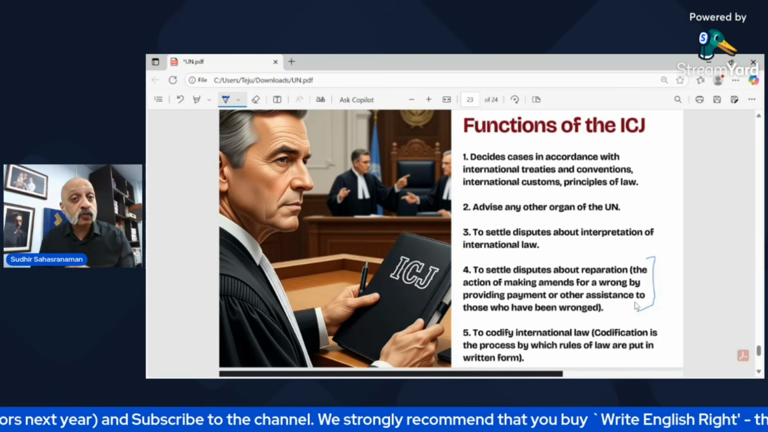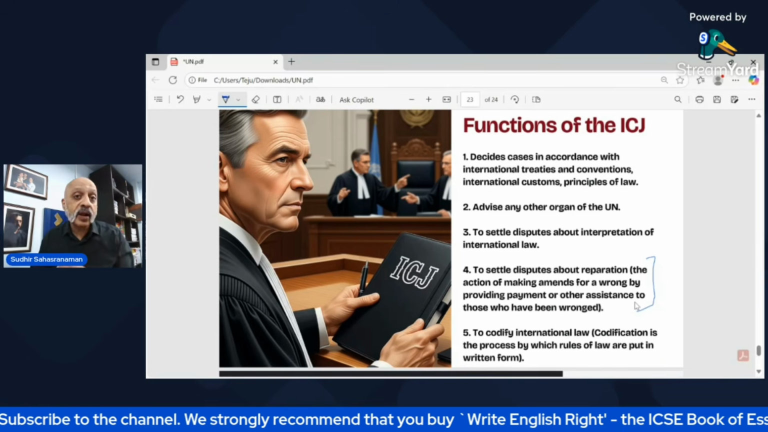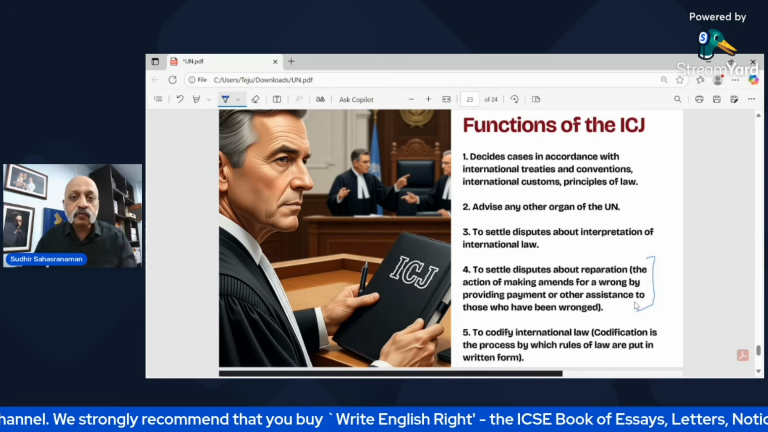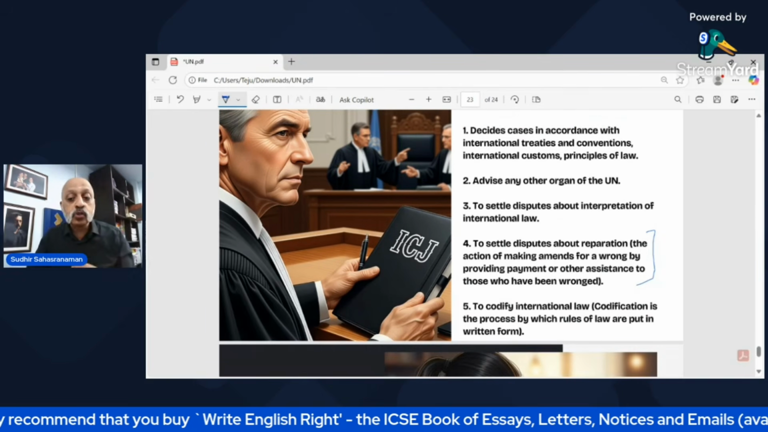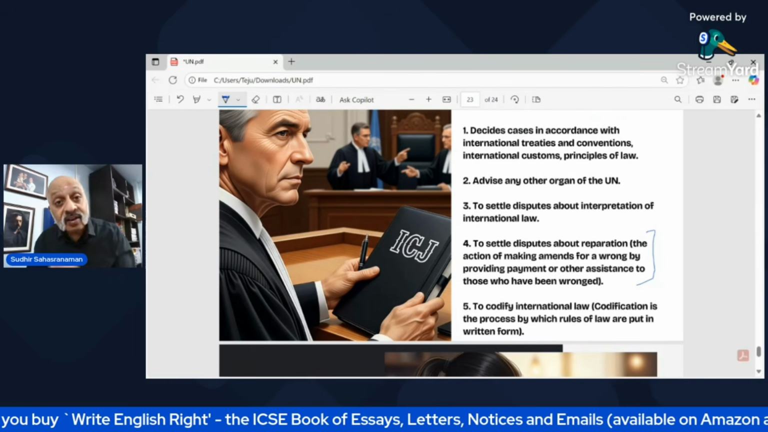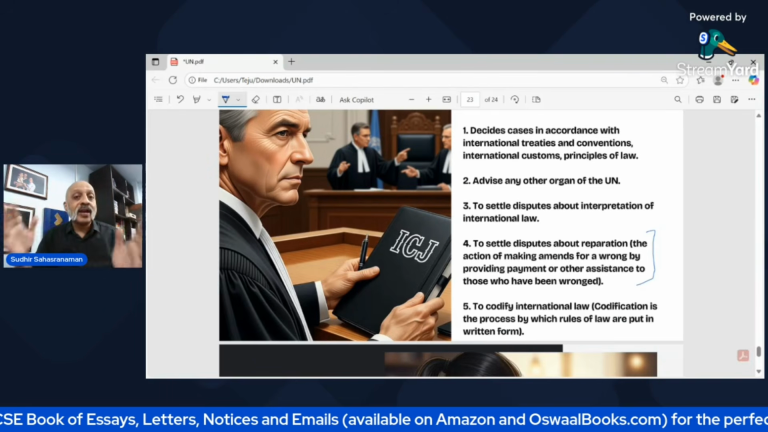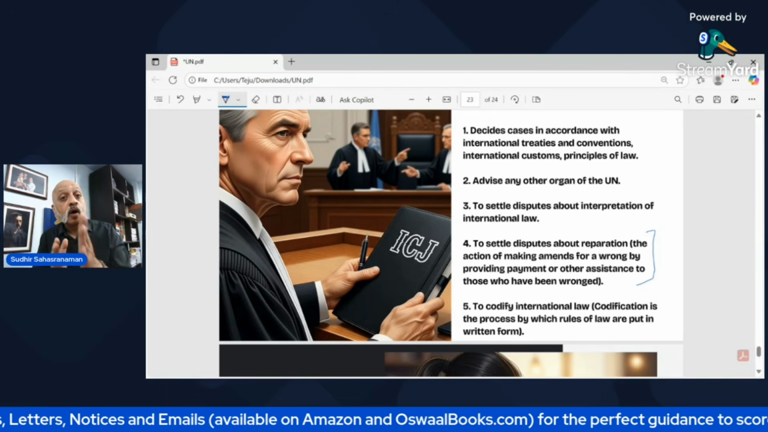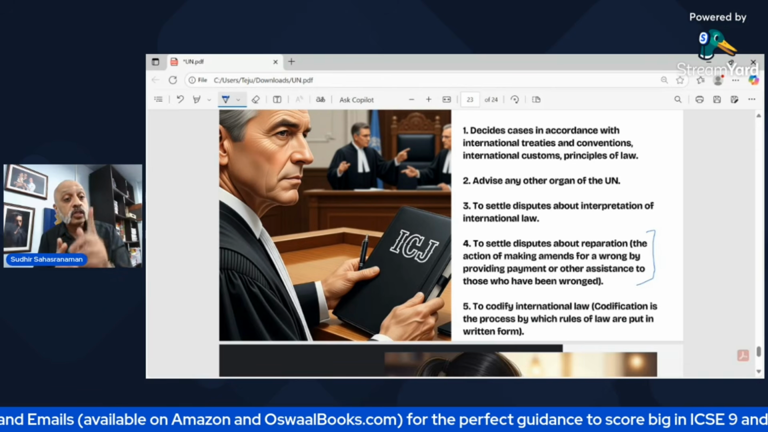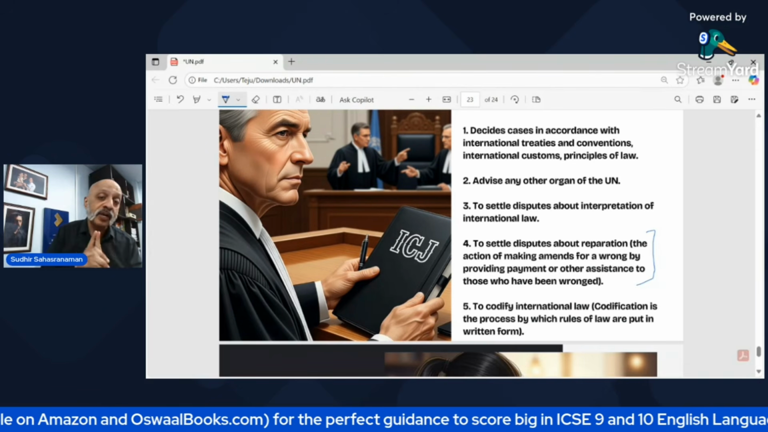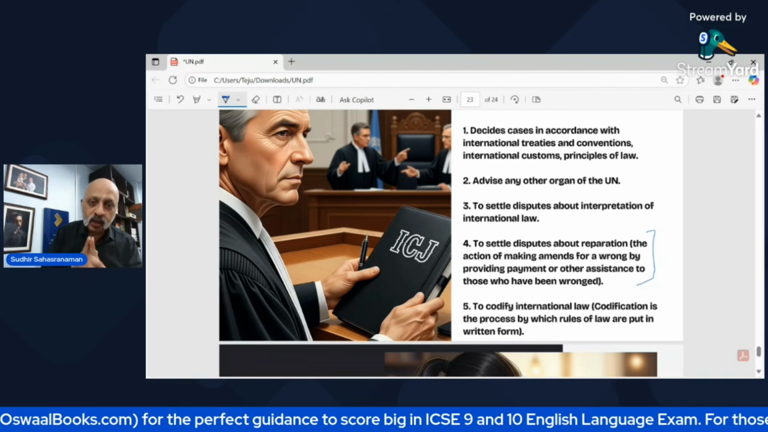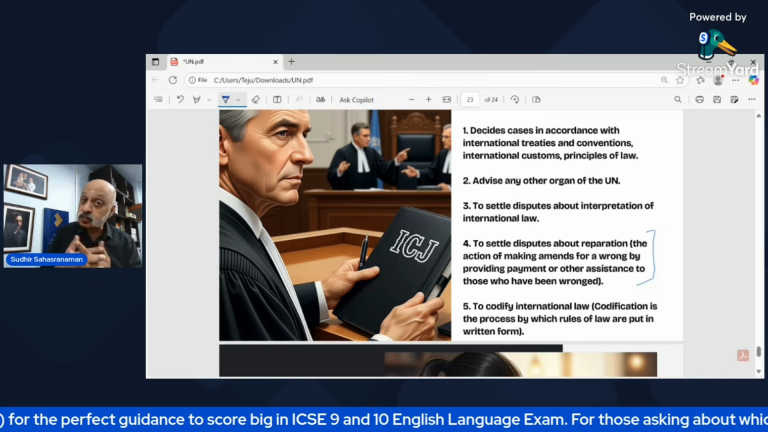Then the fifth important function is to codify international law. What does it mean? Codification is the process by which the rules of law are put in written form. That is, whatever law is there, you write it down in written form. So the entire process of codification of all kinds of international laws is also undertaken by the International Court of Justice. Okay, with this we come to the end of this particular chapter.